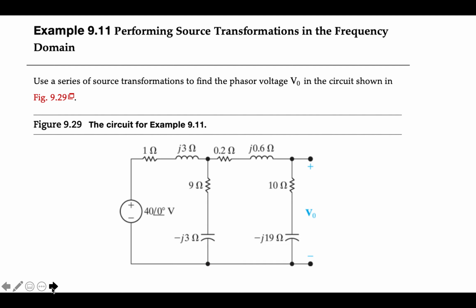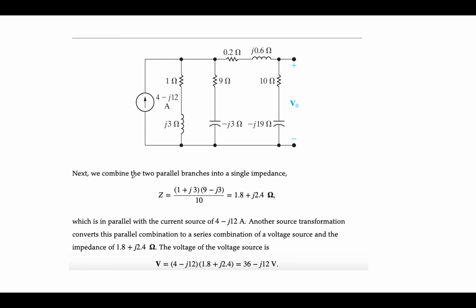All right, here's an example where you're asked to do a series of source transformations to find the phasor voltage in the circuit below. So we're just going to apply repeated source transformations to where we get a single loop circuit so that it's easy to solve for current and then voltage, or we can use voltage divider, either way. So we'll do a series of source transformations, which means I'm going to take this voltage source in series with this impedance and transform it to a current source in parallel first. So that should be done right here.